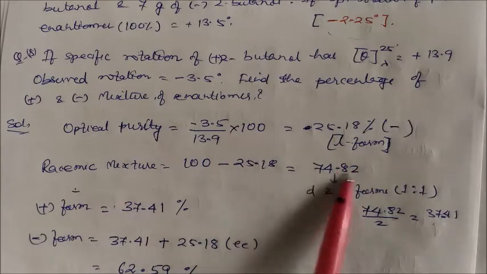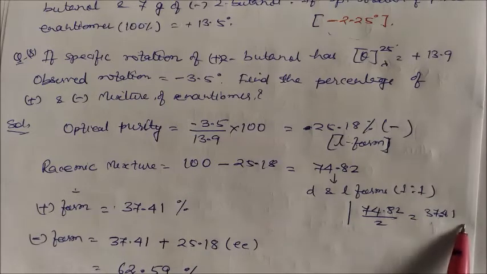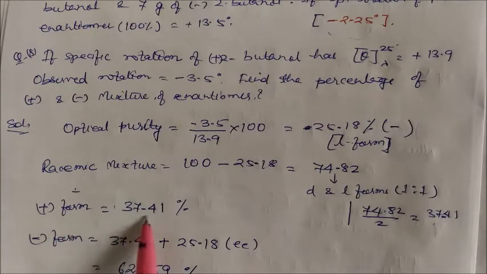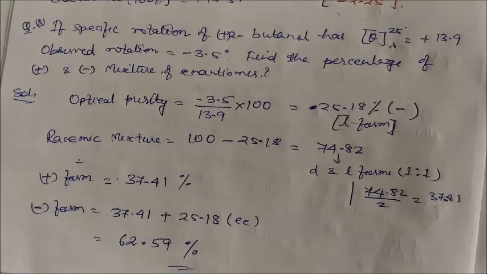This is in a 1:1 ratio. So if you divide into D and L forms, you will get 37.41. So the plus form is 37.41%, but the minus form is in excess, so you add 37.41 plus the purity form, and you will get 62.59%. In this way you can calculate the purity of the D and L forms in a mixture.